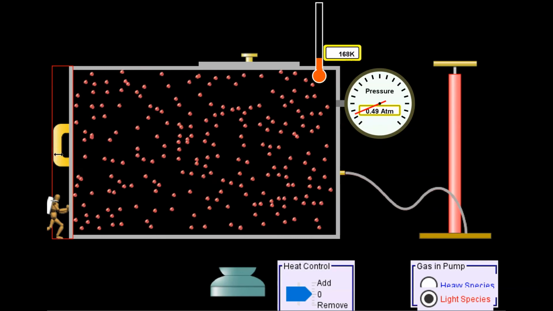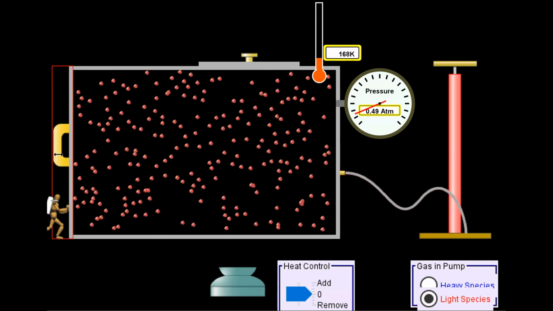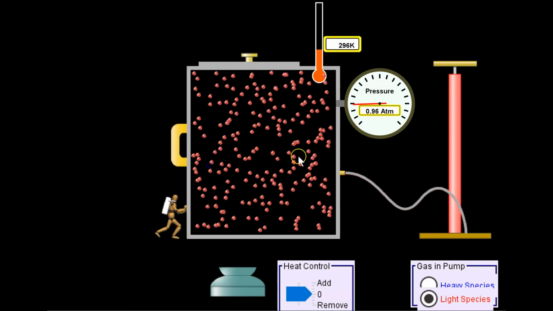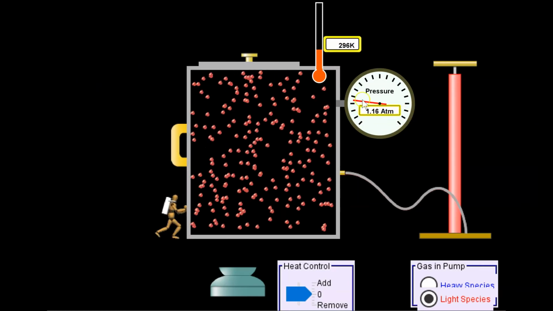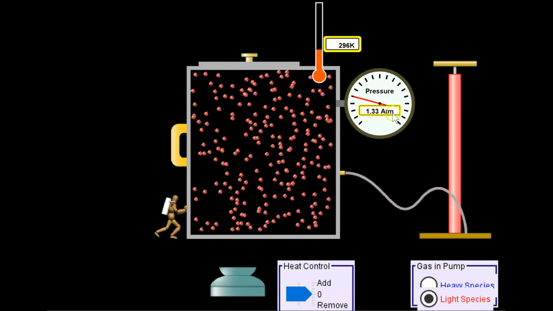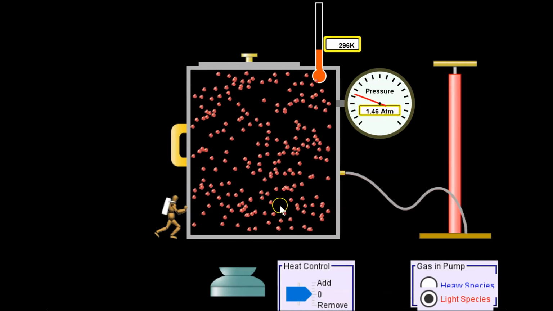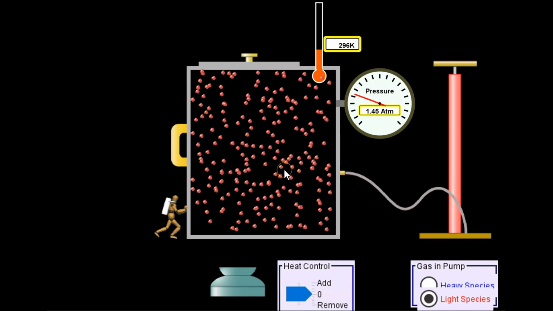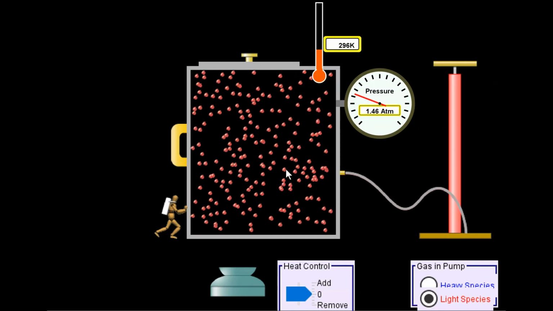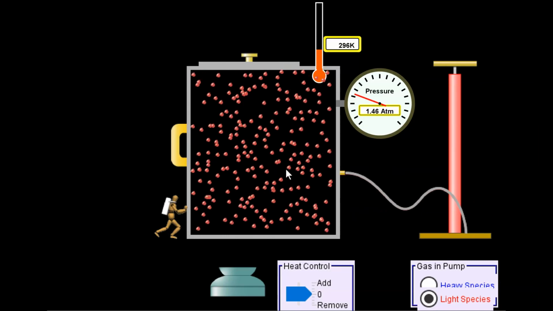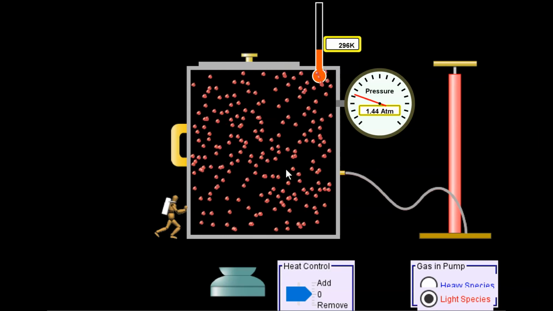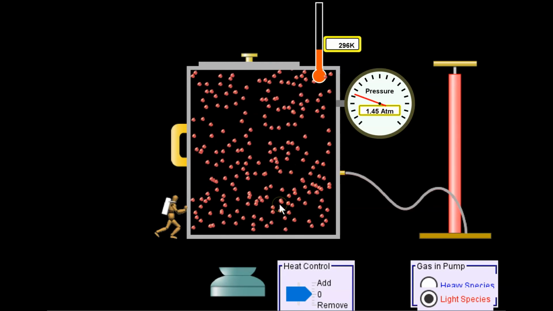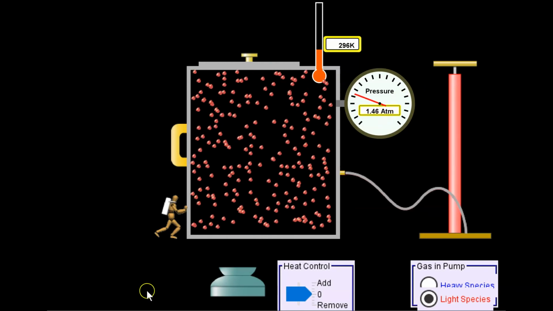Now, if I decrease the volume, look what happens. You could see here that the pressure has increased. Why did it increase? Because I now have a container where the gas molecules have to travel less distance. And if they travel less distance, then that means I'm going to get more collisions with the walls of the container. Therefore, the pressure goes up.